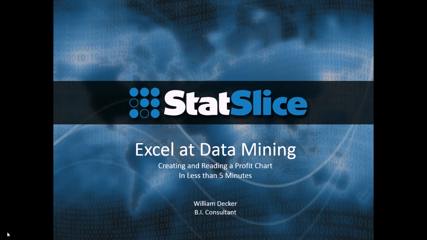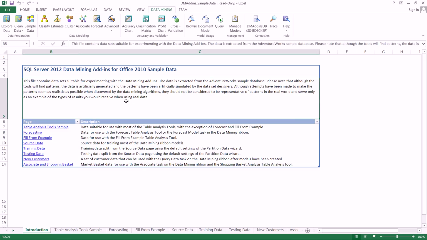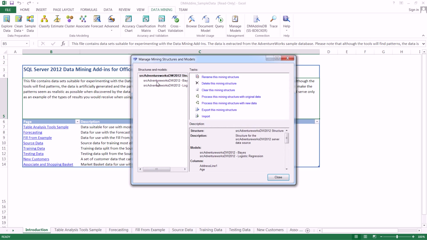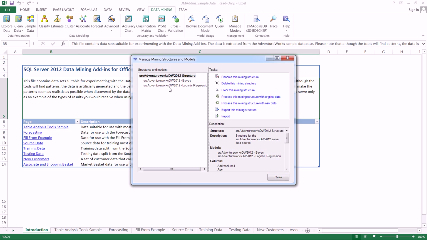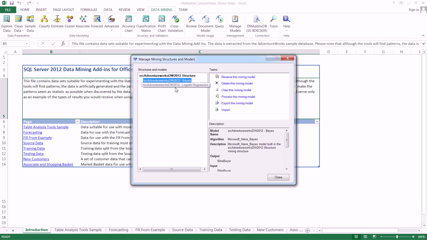And today we're going to talk about how to create and read a profit chart in less than 5 minutes using the data mining add-in tools for Microsoft Excel. It's actually very easy to create a profit chart. I've already created a mining structure along with a couple of models here. It is based upon the AdventureWorks data warehouse. I created a Bayes model and a logistic regression model based off of it.